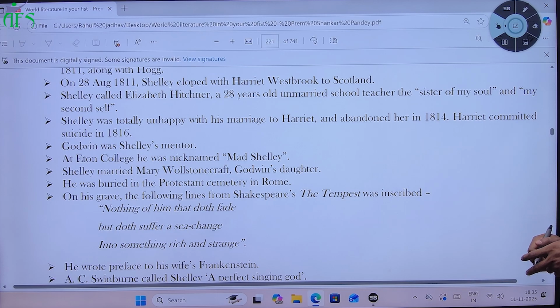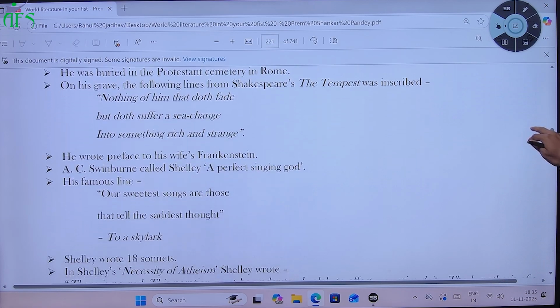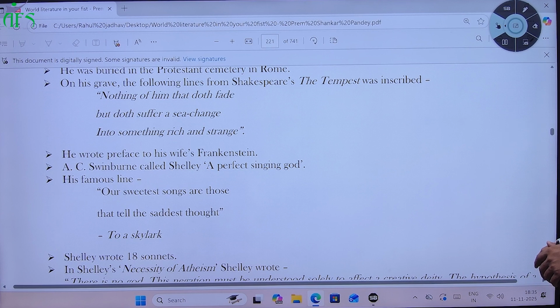On his grave, the following lines from Shakespeare's The Tempest are inscribed: Nothing of him that doth fade, but doth suffer a sea change into something rich and strange. He wrote preface to his wife's Frankenstein. A.C. Swinburne called Shelley a perfect singing god.